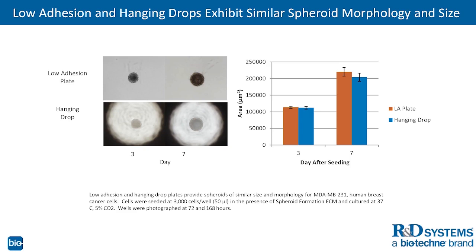And here is just a slide. We're looking at day 3 and day 7, these MDA-MB-231s with the spheroid formation ECM, and we see similar spheroids of similar size and morphology for the 3 and 7-day incubations. Again, we prefer the low adhesion plates. They're just easier to work with and a little bit easier for imaging as well.